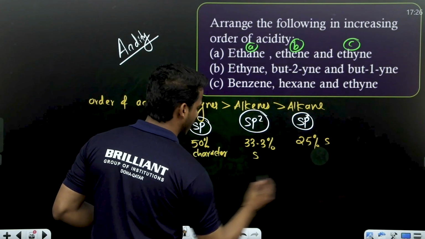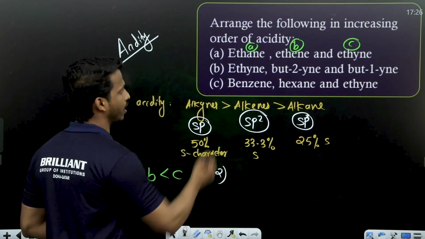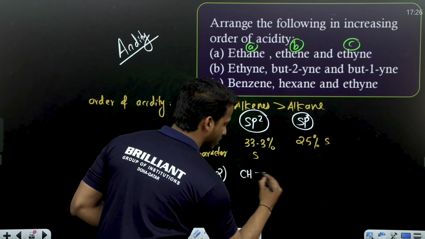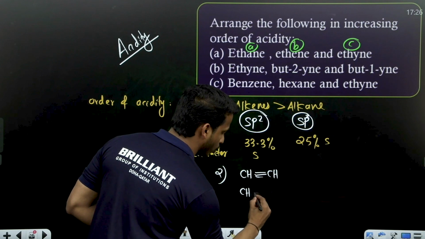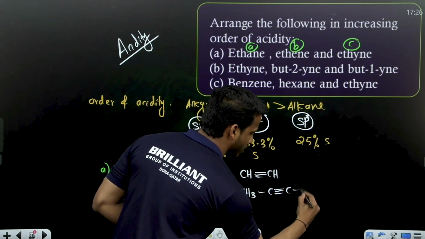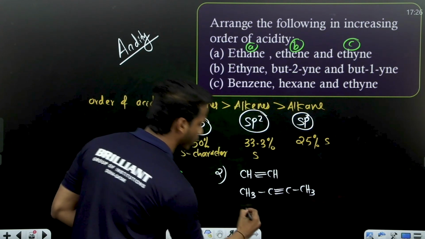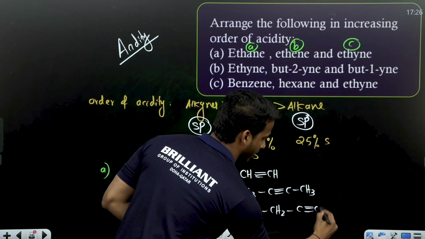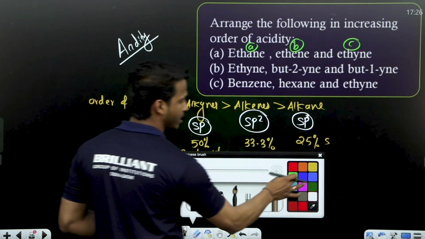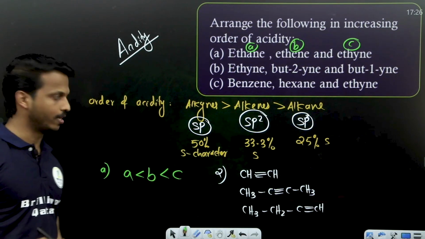But the second case, listen carefully. The second question, B question. What is ethine? CH triple bond CH. What is butyne? CH3 C triple bond C CH3. What is but-1-yne? CH3 CH2 C triple bond CH. This is but-1-yne. Arrange these in increasing order of acidity.